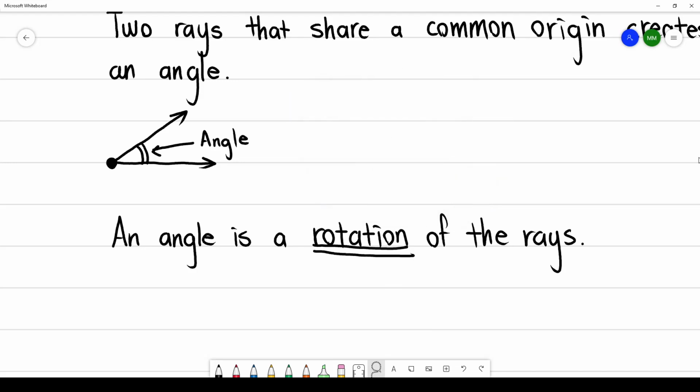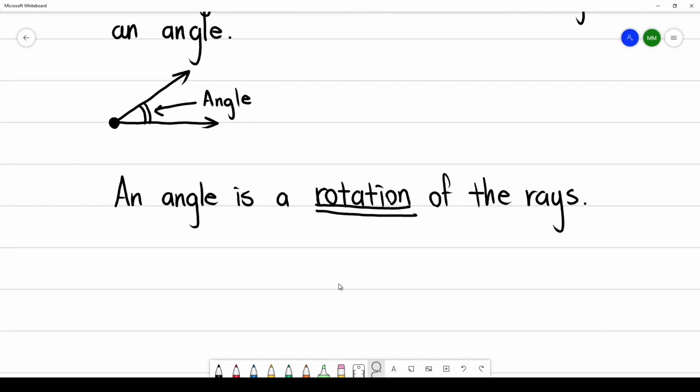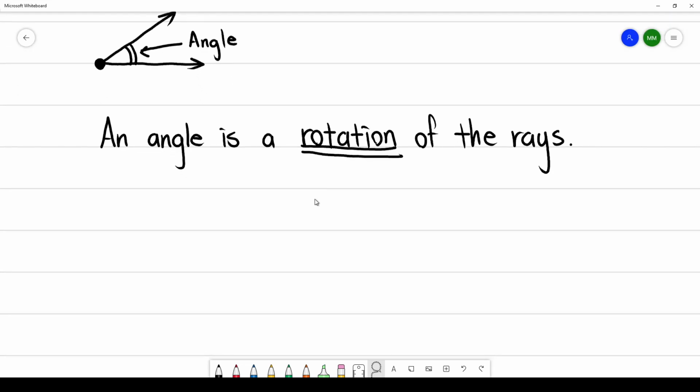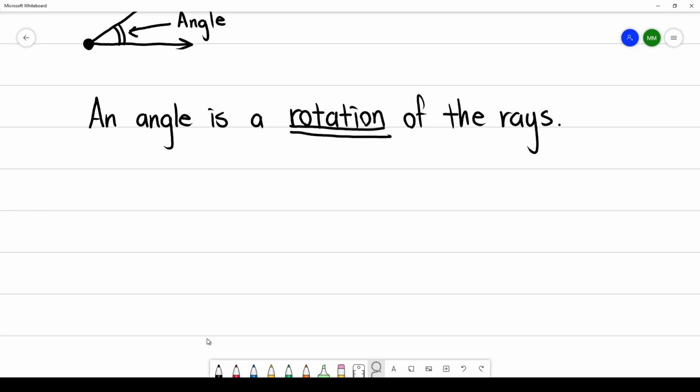Okay, so maybe I'll draw it out. So from the original angle, if you rotate it this way, this arrow indicates a rotation, you essentially form a new angle. You form a new angle here. Okay.